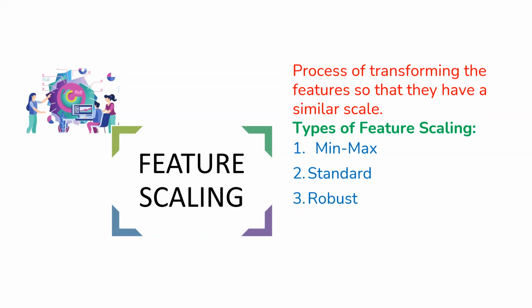Min-max scaling is where we rescale the features to a specific range, to fall between 0 and 1. And standard scaling means rescaling features to have a mean of 0 and a standard deviation of 1. And robust scaling is rescaling the features to be robust to outliers by dividing them by the interquartile range. So these are the different types of feature scaling.